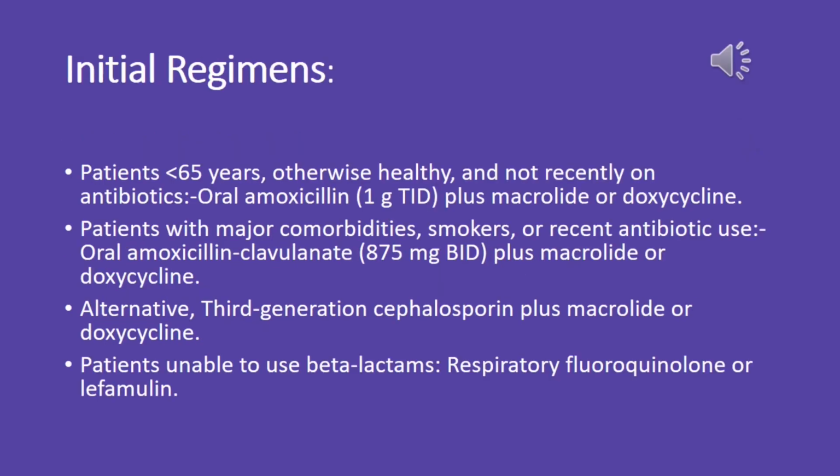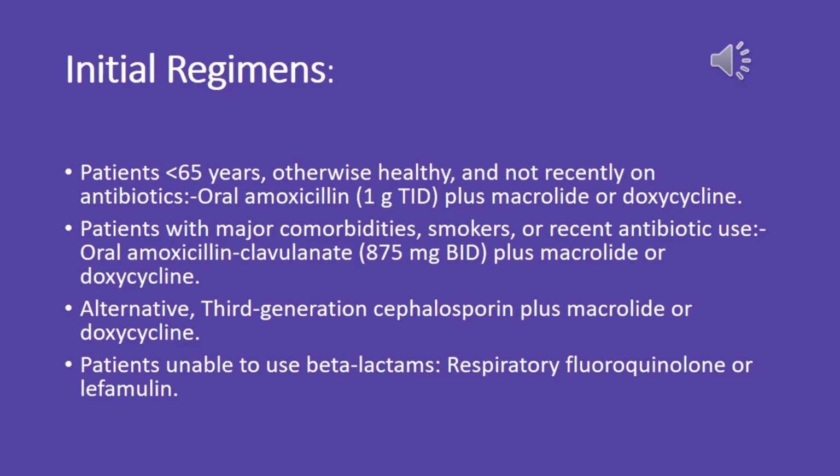For those under 65, healthy, and without recent antibiotic use, we start with oral amoxicillin paired with a macrolide or doxycycline to target those pesky bugs. But for patients with major health issues, smokers, or recent antibiotic use, we kick it up a notch with oral amoxicillin clavulanate, along with a macrolide or doxycycline for broader coverage.